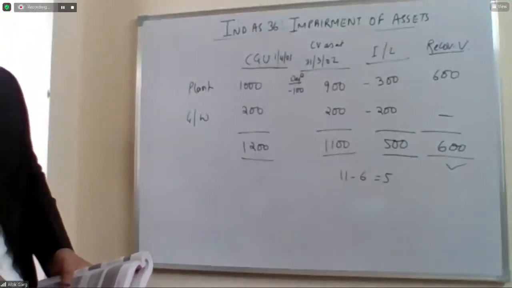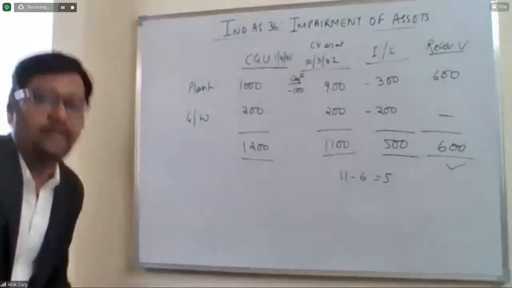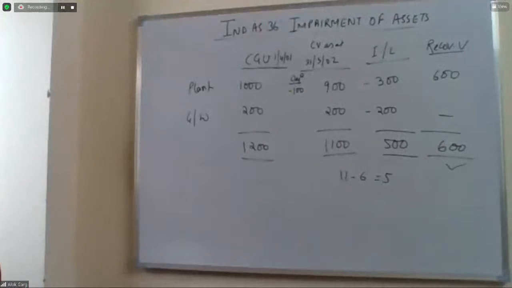Is it clear? Friends, is it clear to you guys? Is it clear? Ambika, Pujita, Kaustav, Rohan, Nanda. I hope it is clear to everyone. So Ambika is saying first 200 to goodwill, then 300 to plant. Yes, you are right.